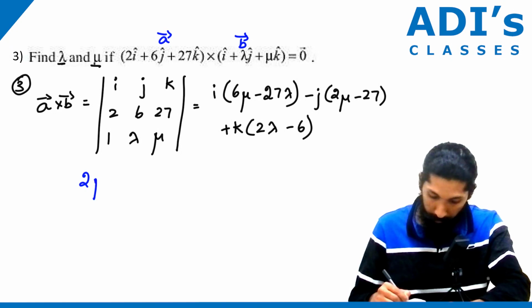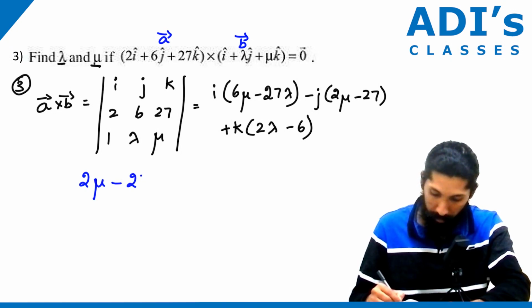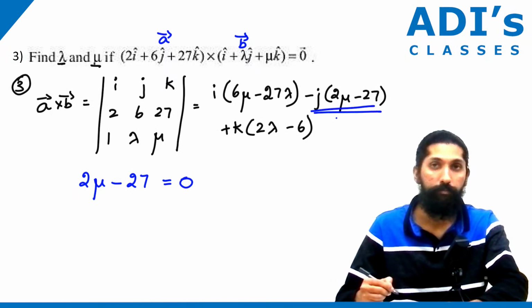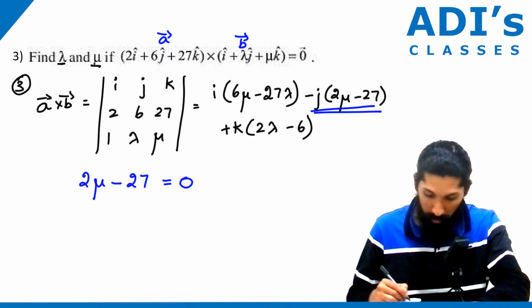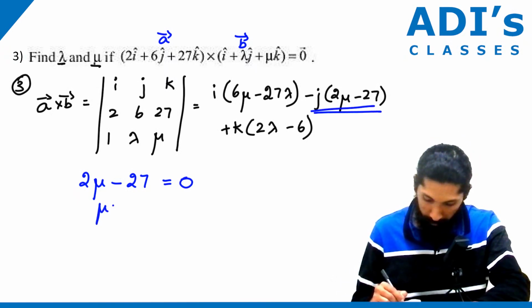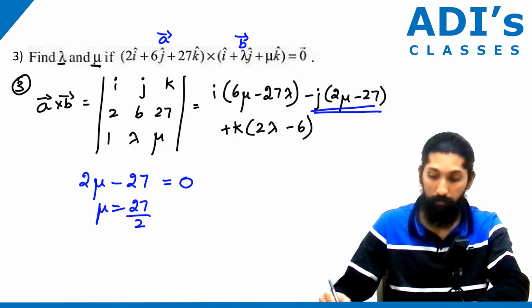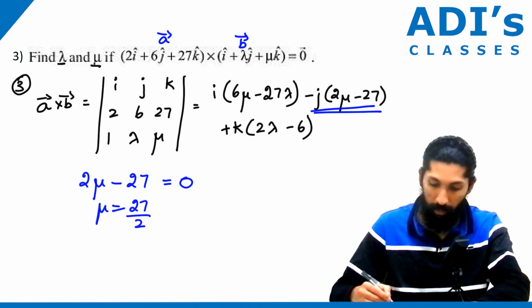2 mu minus 27 should be equal to 0. That means we are looking at this parameter. That should be equal to 0. So what do we get? Mu is equal to 27 divided by 2. Correct. The next one, what do we have?